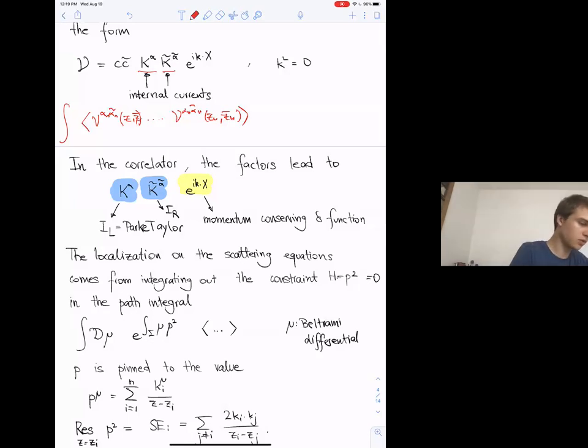And then you have the part of the correlator that comes from evaluating the correlator of the plane waves. That leads to just the usual free boson correlator, and in particular leads also to this momentum conserving delta function.